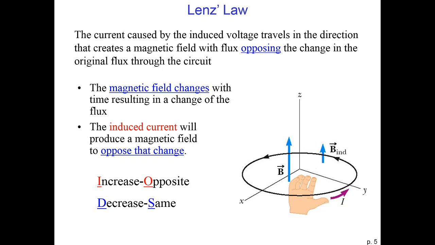Okay, so now we understand that changing magnetic flux through a coil leads to an induced voltage. So, alright, that's great, but which way does the current go? We can figure out the direction of the current by using Lenz's law. Lenz's law tells us that the current caused by the induced voltage travels in the direction that creates a magnetic field with flux that points in the opposite direction as the change in the original flux through the circuit.